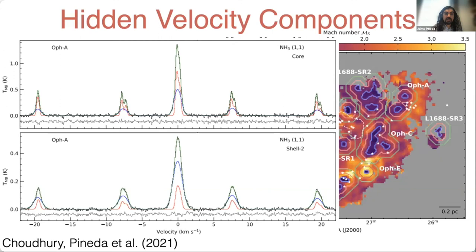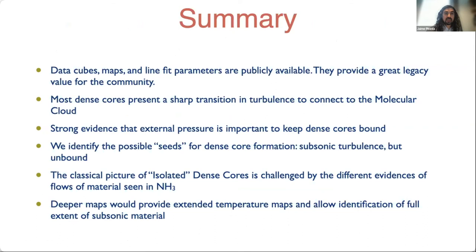And just to finish up, to leave some minutes for questions, a summary is that we have made all the data that we publish public immediately, including all the line fit parameters. And that's been quite useful in terms of legacy value for the community. We've noticed that it has helped the community substantially, and the data has been used in more projects than we originally anticipated.